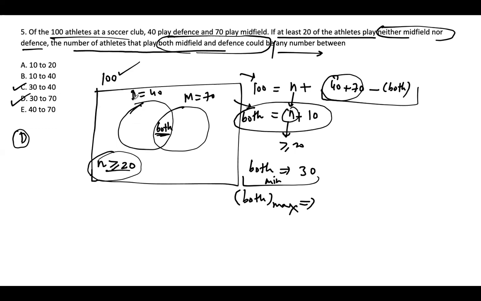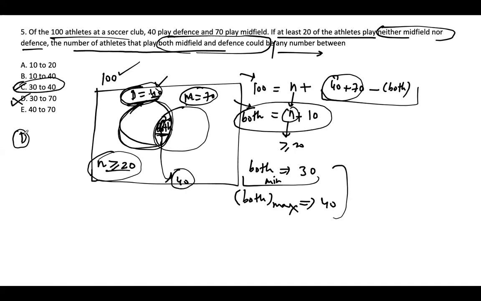Arre baba, when you're talking about intersection, D has a value of 40. M has a value of 70. How can the intersection be 70? Is it possible? D only has 40 to provide. So what is the maximum value? The minimum of the two. See, this is 40. How can the maximum be 70? Maximum can be only 40, na? Sorry. Answer would be C and not D.